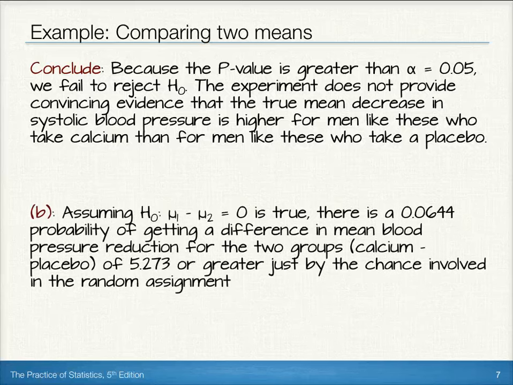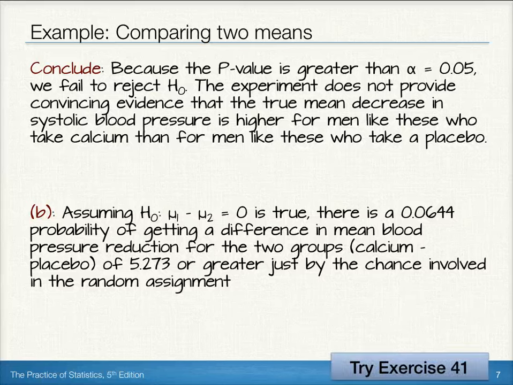Now, assuming that the null were true, there's a 0.0644 probability of getting a difference in mean blood pressure reduction for the two groups of 5.273 or greater just by the chance involved in the random assignment. Now, for some additional practice in performing a two-sample t-test for the difference of means, or for some additional practice in interpreting a p-value, try exercise 41.